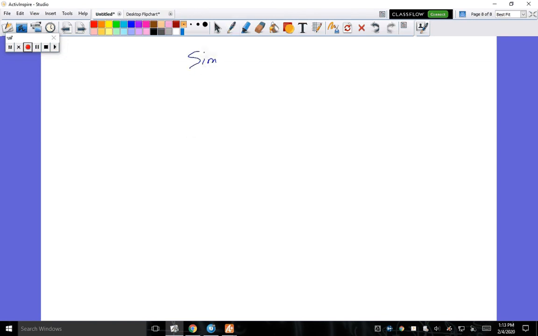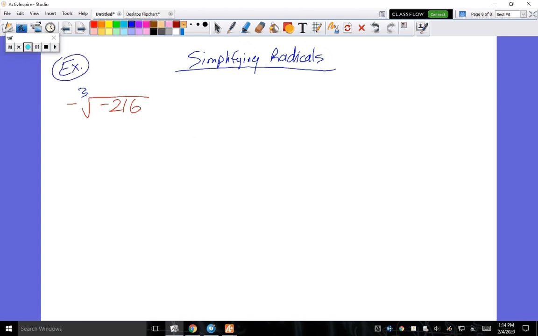We are looking at simplifying radicals. And the reason why I was showing you the way that I did was because of problems like this and the other ones that are coming. So your first example is the negative cubed root of negative 216.